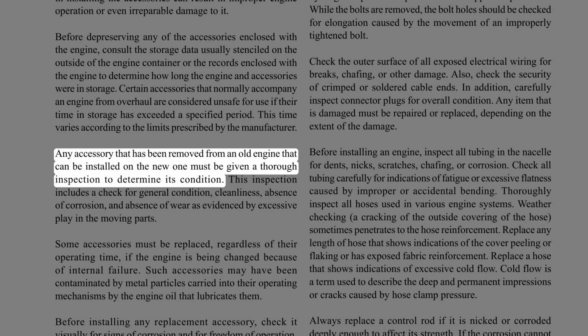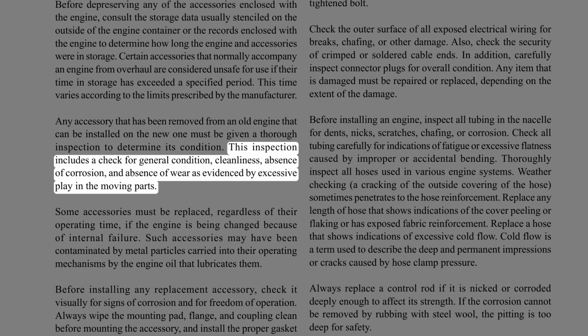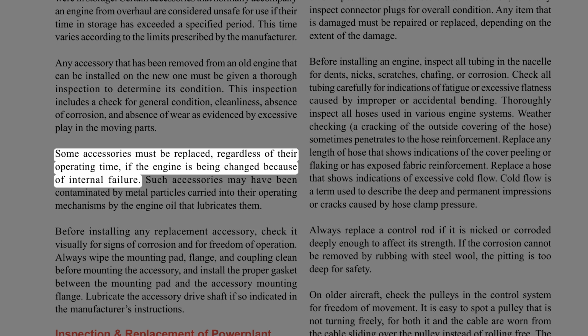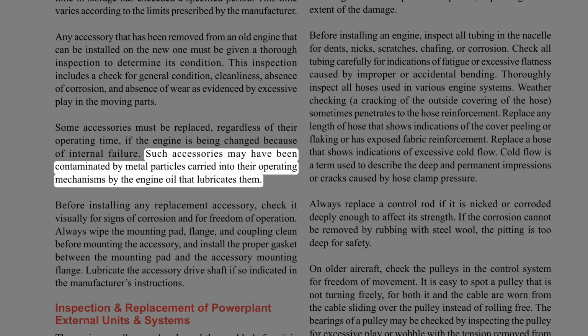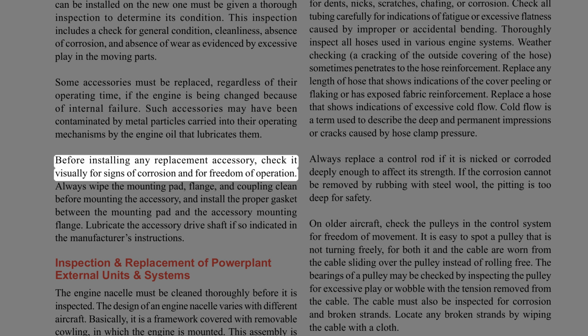Any accessory that has been removed from an old engine that can be installed on the new one must be given a thorough inspection to determine its condition. This inspection includes a check for general condition, cleanliness, absence of corrosion, and absence of wear as evidenced by excessive play in the moving parts. Some accessories must be replaced, regardless of their operating time, if the engine is being changed because of internal failure. Such accessories may have been contaminated by metal particles carried into their operating mechanisms by the engine oil that lubricates them. Before installing any replacement accessory, check it visually for signs of corrosion and for freedom of operation.